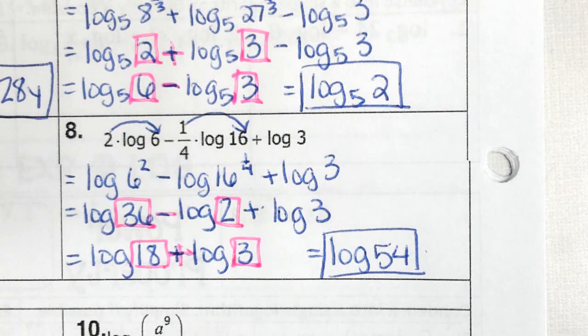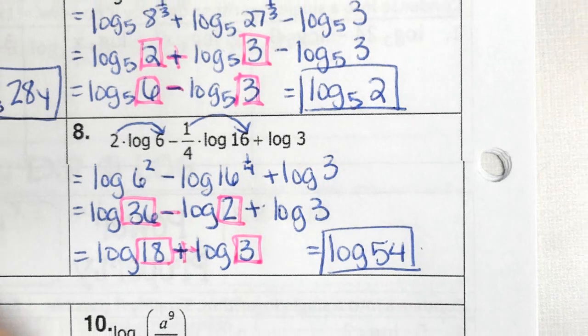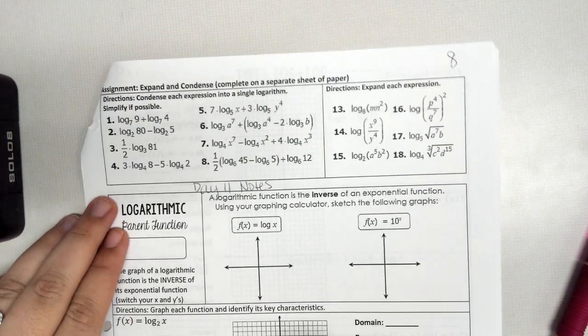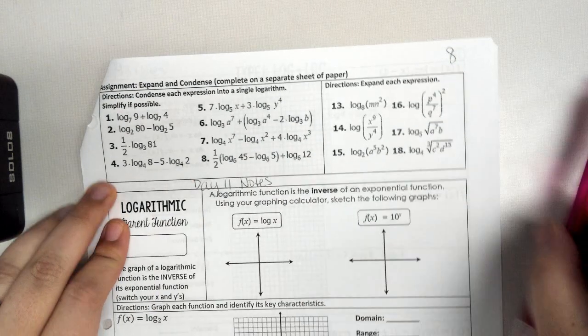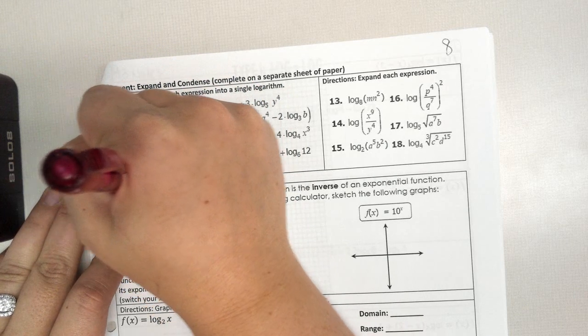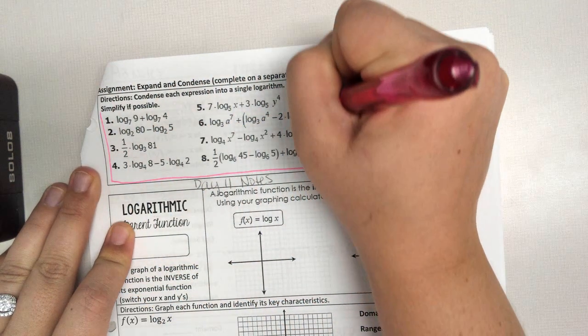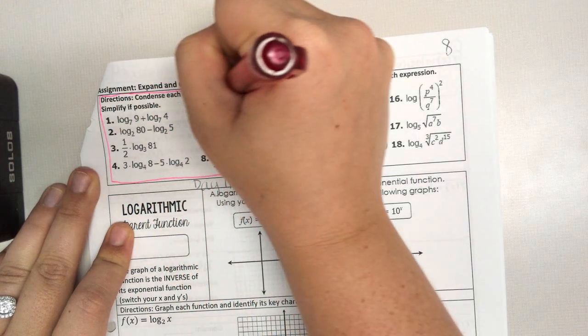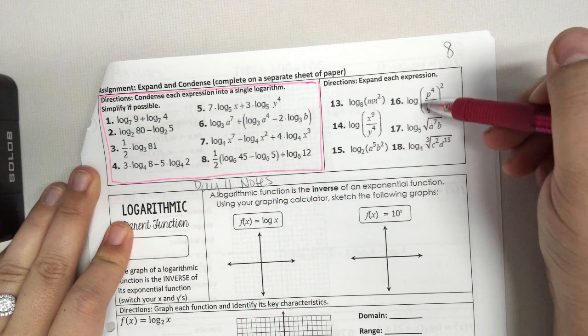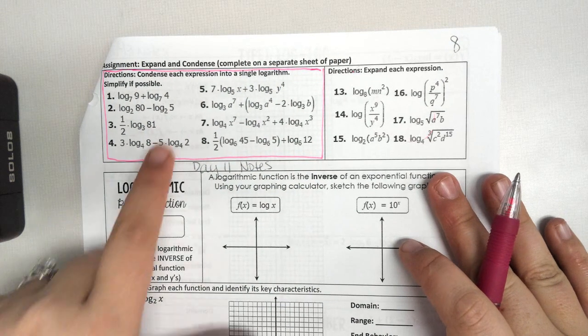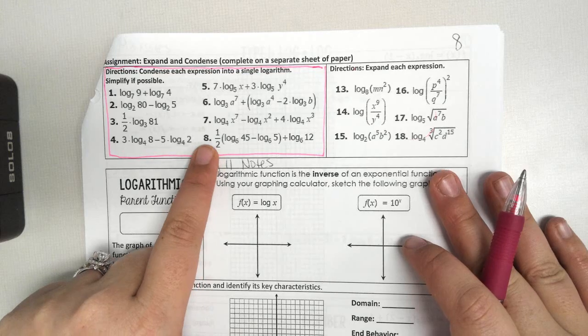Okay, so now you have the rest of the class to complete numbers. Go to the next page. Complete numbers 1 through 8. This is what you need to be working on today. Tomorrow we'll be working on this part right here. So please come back to class tomorrow with numbers 1 through 8 finished.